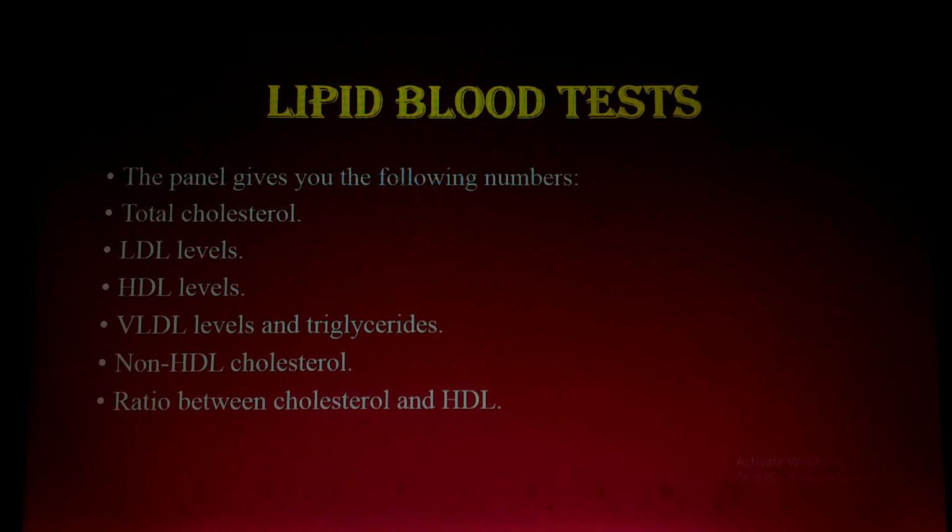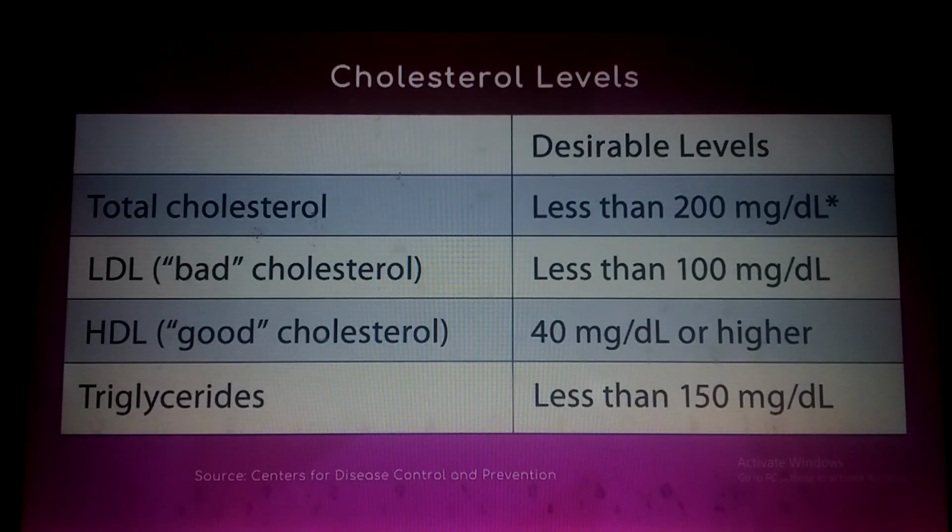Now the lipid blood test reveals total cholesterol, LDL, HDL, VLDL, non-HDL, ratio between the cholesterol and HDL, like that. Total cholesterol less than 200 mg per dl. Similarly, LDL, which is the bad cholesterol, less than 100 mg for good health. And HDL higher than 40 milligrams. And triglyceride less than 150 mg. Is it clear?